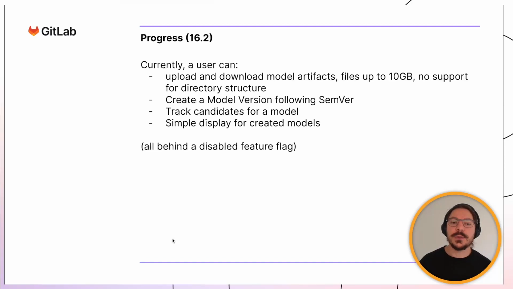Only at the root of the package. You can already create a model version when you upload the model artifact, when you upload a file. A model version needs to be assigned a version that follows the semantic spec: a major, minor, and a patch.